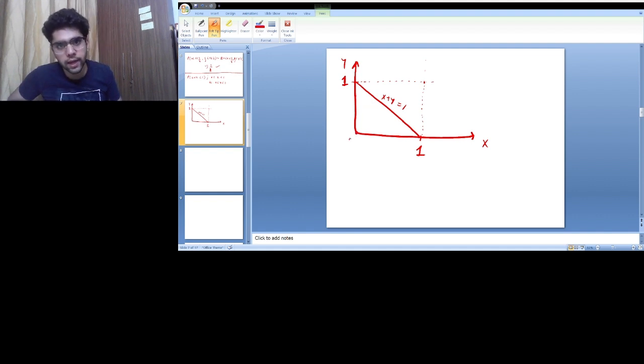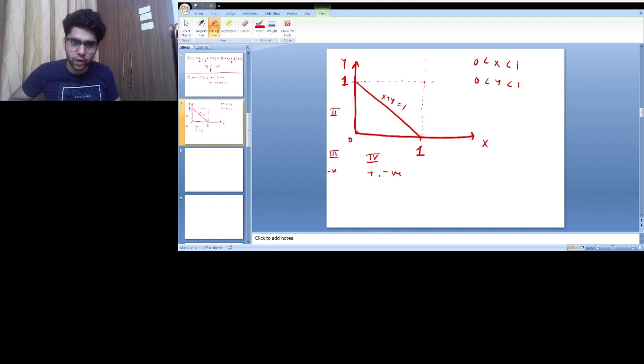And we also know that our x lies between 0 and 1, so we cannot go here, right? And our y lies between 0 and 1, so we cannot go below this origin point, right? Because our x is greater than 0 and less than 1, and our y is greater than 0 and less than 1. So we cannot move to the second, third, or fourth quadrant. Why? Because in the fourth quadrant x is positive and y is negative. In the third quadrant both are negative, and in the second quadrant x is negative and y is positive, right? So we cannot move in these quadrants.